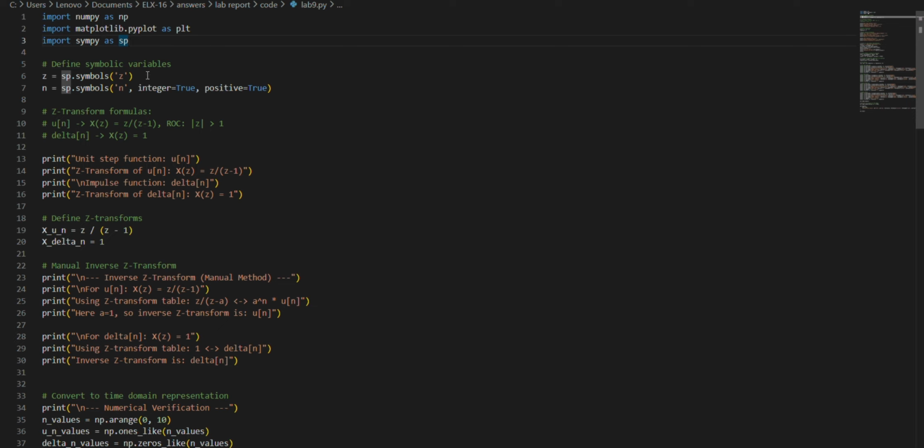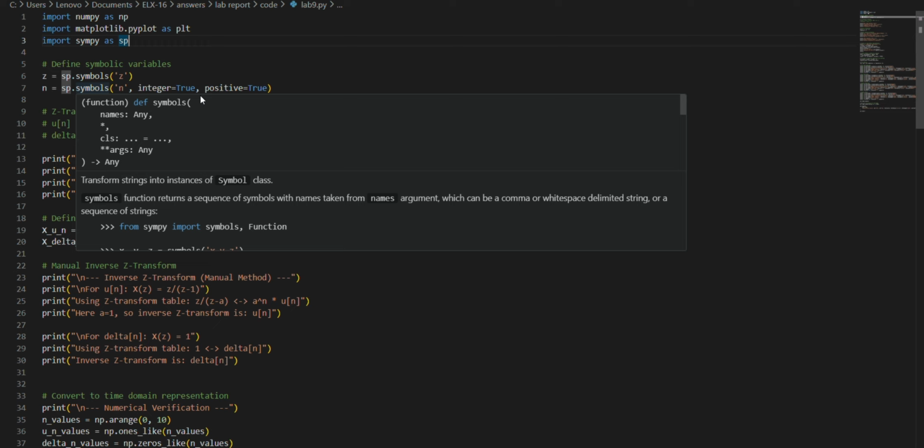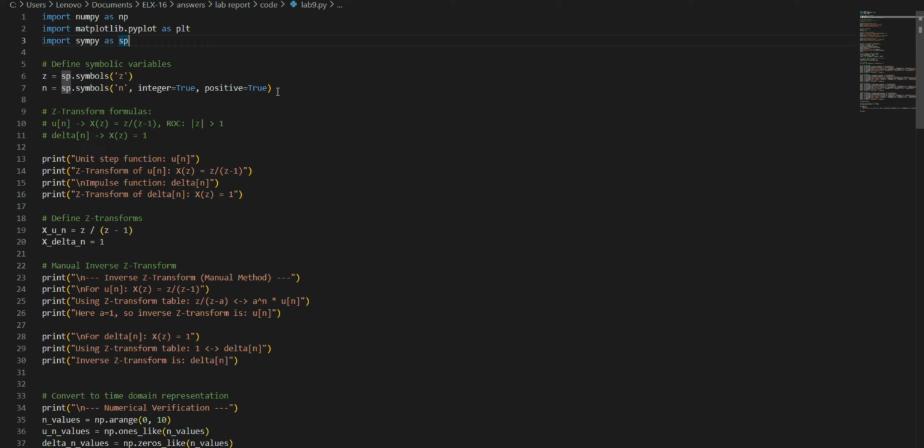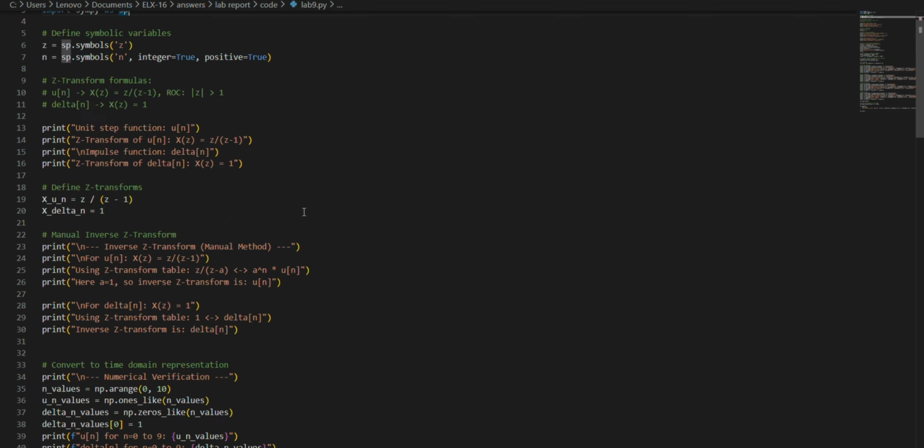Next, I define symbolic variables z and n, where z represents the complex frequency variable and n represents the discrete time index, which is required when working with Z transforms. After that, I introduce two fundamental signals used in signal processing: the unit step function u of n and the impulse function delta n. I explicitly print their known Z transform formulas based on standard Z transform tables.